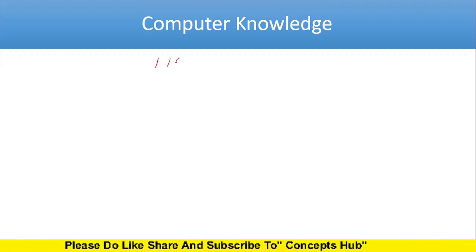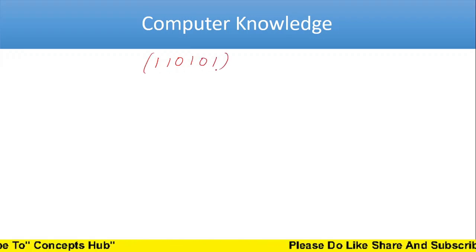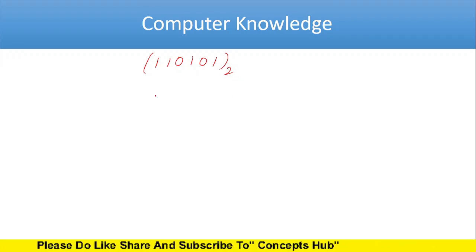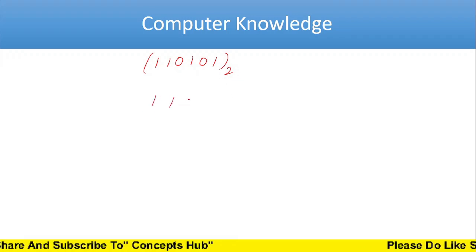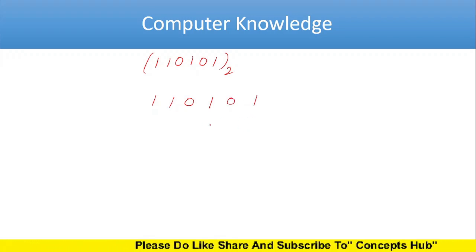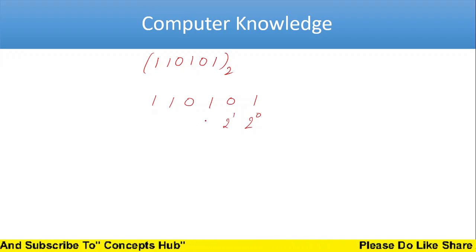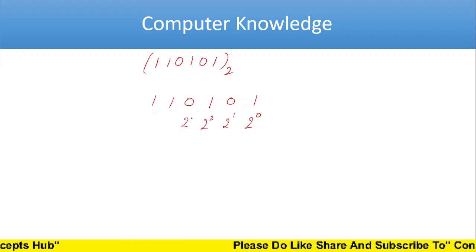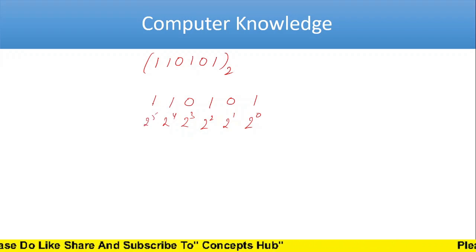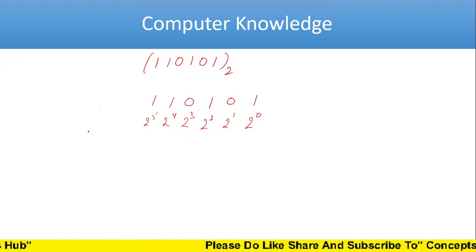1 1 0 1 0 1. Again, it is a binary. You can see the base. What we'll do, we'll write down, start from right to left: 2 to the power of 0, 2 to the power of 1, 2 to the power of 2, 2 to the power of 3, 2 to the power of 4, 2 to the power of 5. If more digits are there, we'll keep on writing to the power of 6, 7.